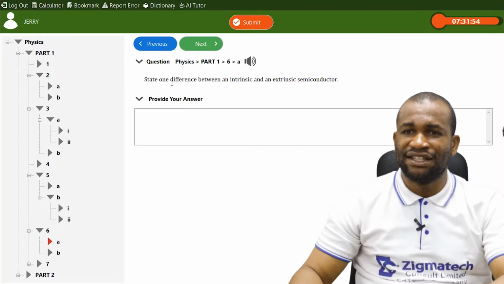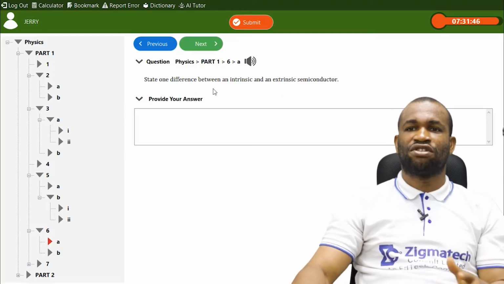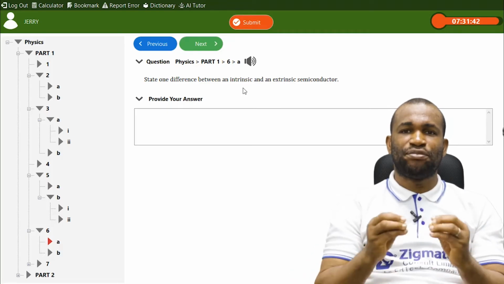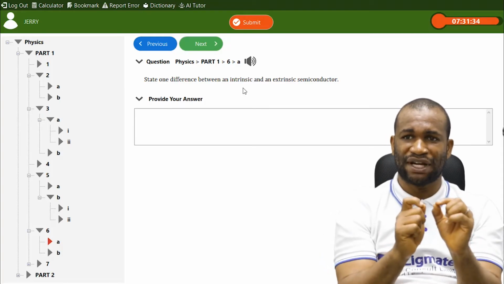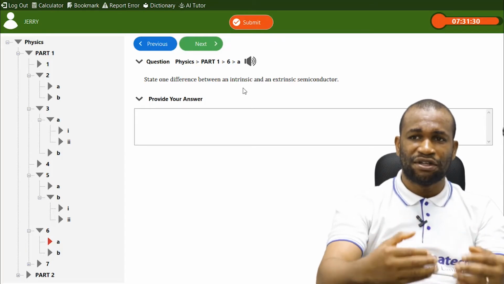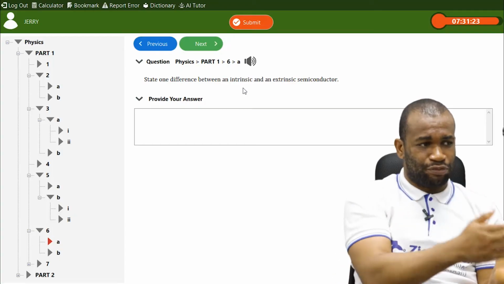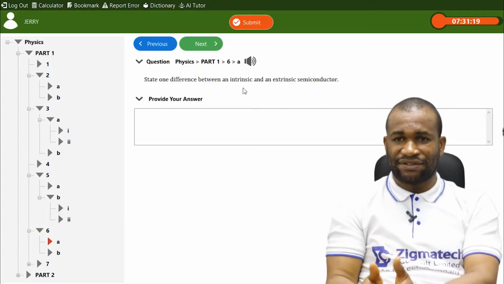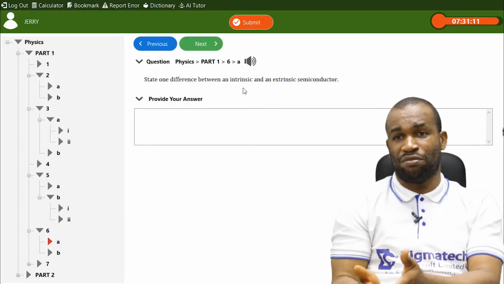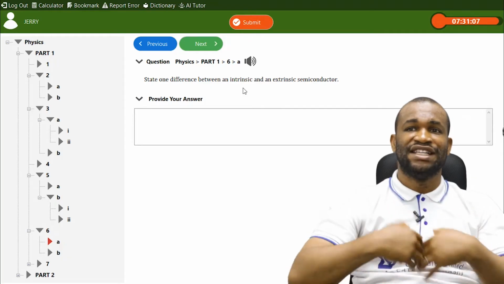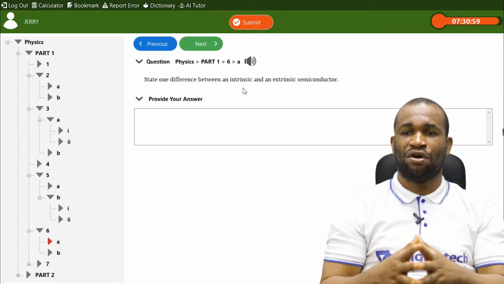Now, this one says state one difference between an intrinsic and extrinsic semiconductor. When it comes to semiconductors, the one we call intrinsic is a pure semiconductor. A semiconductor like silicon or germanium, that has never been tampered with, is called an intrinsic semiconductor. And at that point, the number of holes and the number of electrons must be the same. The positive charge and the negative charge are equal. It's just like saying an atom is electrically neutral because the number of protons is equal to the number of electrons. It's the same thing with a semiconductor. An intrinsic semiconductor is that kind of semiconductor where there is an equal number of holes and electrons.